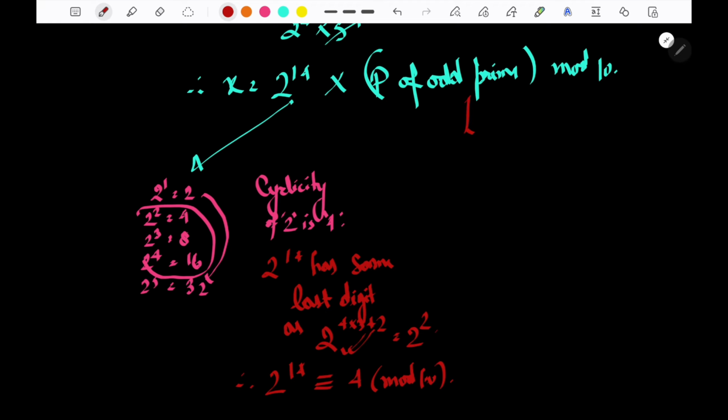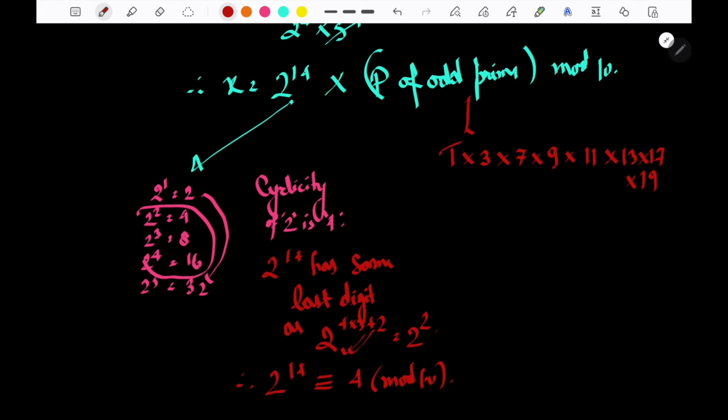Now for the product of odd primes: this will be 1, then 3, 5 is removed, 7, then 9, then 11, because all 2's are removed. Then 13, 17, 19. Now you will ask me, sir, why is 18 not taken? 18 is not a prime, and I am taking only odd primes. So 11, 13, 17, 19. Done. Now how do we proceed with this? 1, 3, 7, 9 is there.